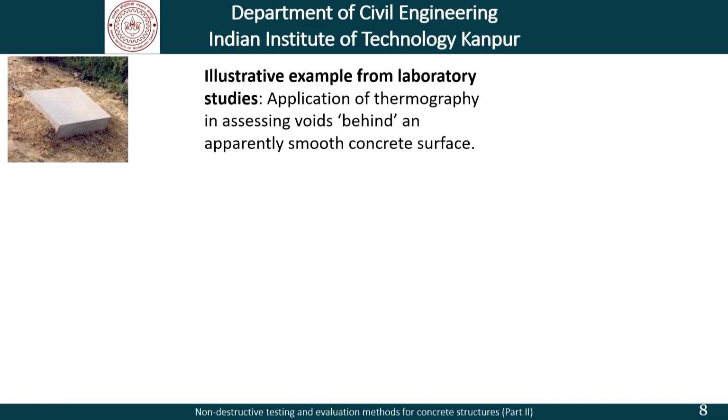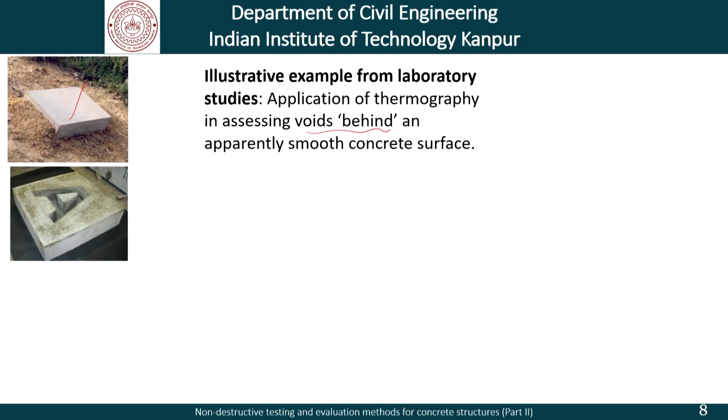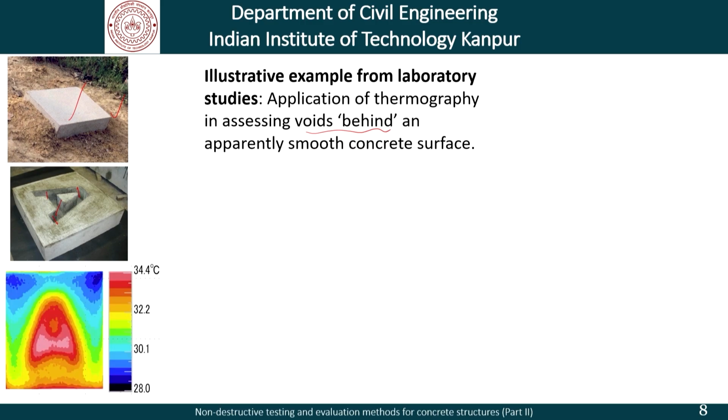So, we have a concrete surface which looks pretty normal, very standard, very clean, but there are voids deliberately placed behind this apparently smooth surface. What those voids are? It could be in the shape of an A, and if you notice carefully, the depth that we have used is not necessarily uniform. So, if we take a thermograph of this at the top, this is what it will appear as.